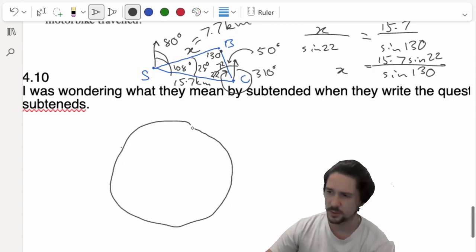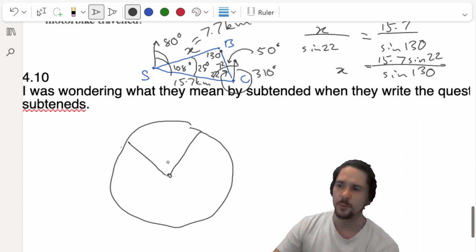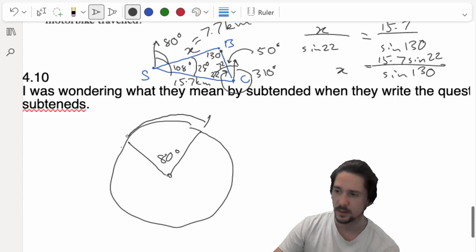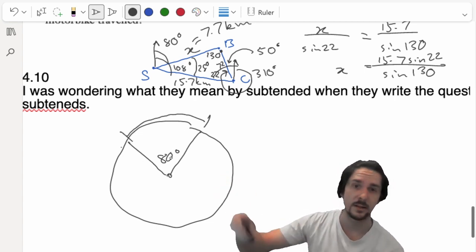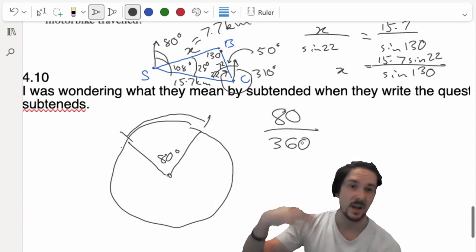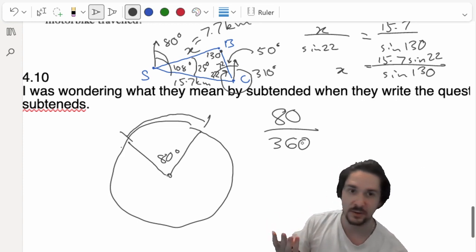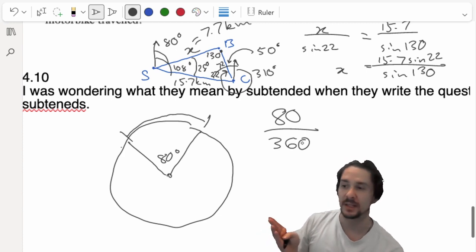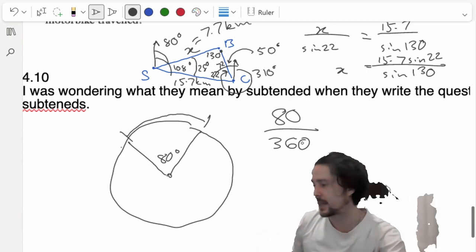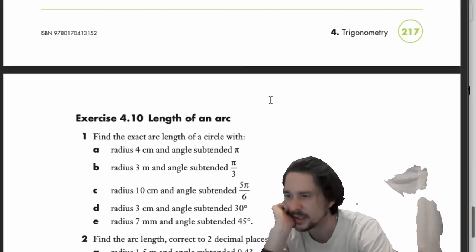So if you have a circle and you have a sector in that circle, if we say that this sector subtends 80 degrees, that basically just means that this arc length corresponds to an 80-degree angle in the middle. Or in other words, that sector is 80 over 360 of the circle. So the word subtends is just fancy mathematical language. Basically what it's saying is that's the angle at the middle. Let me see if I can find a question so that we can look at an example.